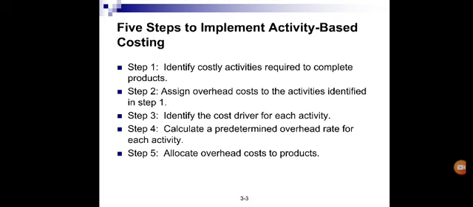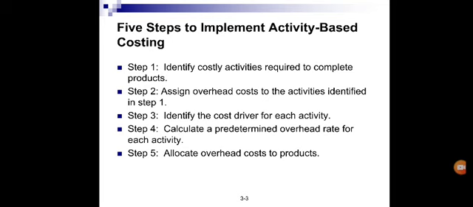For example, if the activity is assembly, then what do you think is the factor that will cause the assembly cost to increase or decrease? I think the factor is the number of components, for example. Okay, so after you have identified the cost driver, that is the allocation base.